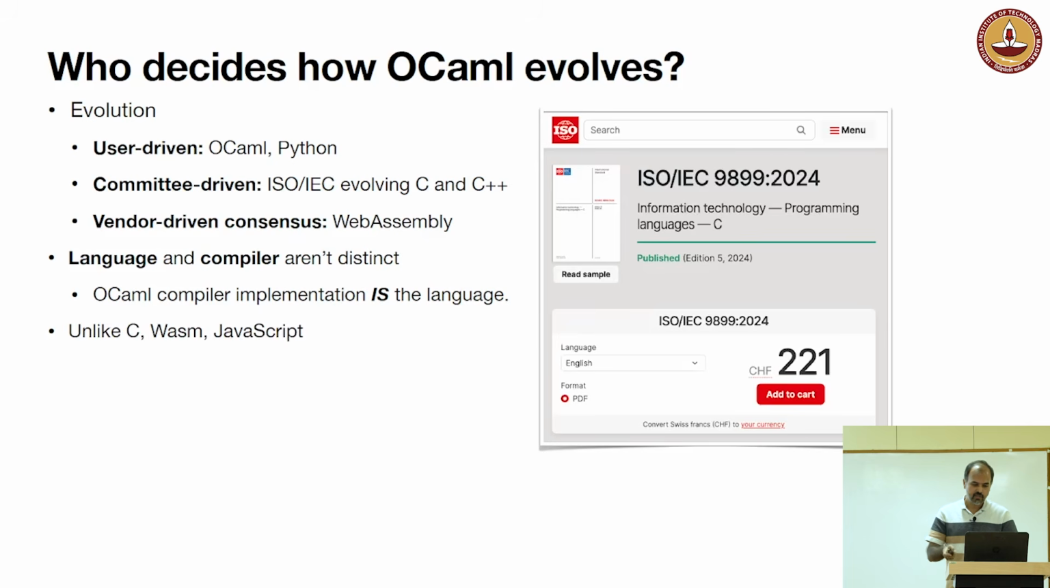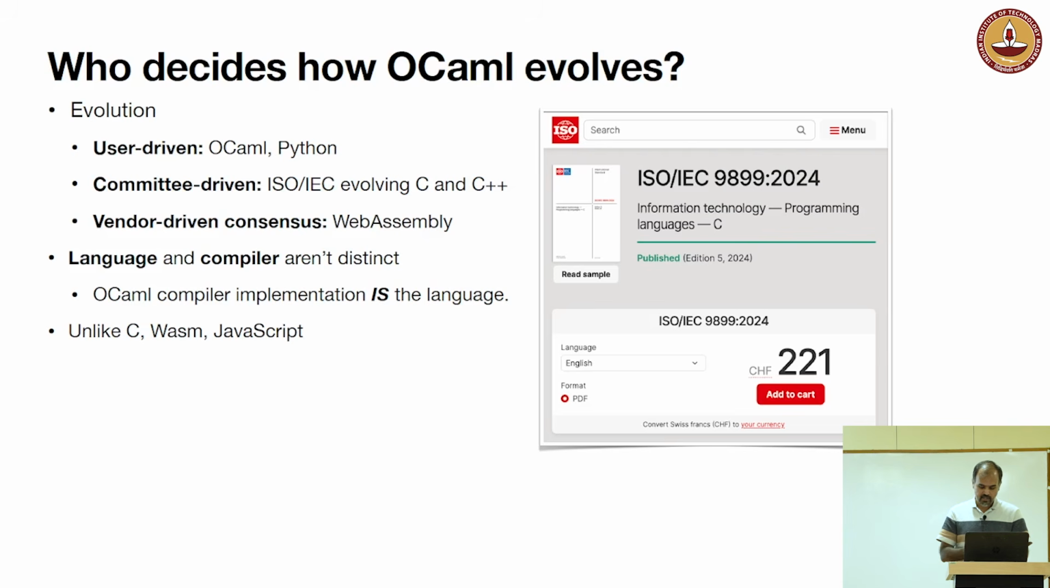This is very different from other systems like C, WebAssembly and JavaScript. In fact, if you want to know what the C language is, you can pay some 25,000 rupees to ISO and download this PDF, and the PDF describes exactly what the language is. And you can implement your own compiler, GCC and Clang implement that. So there is a distinction between the language and the compiler. In OCaml, it's the same thing.